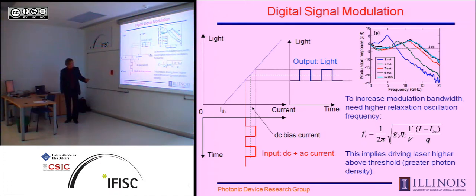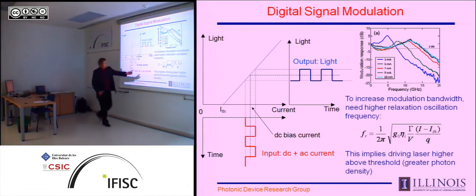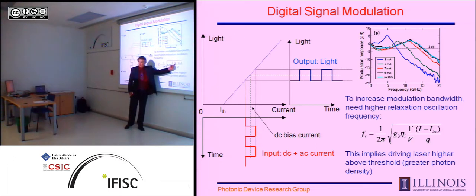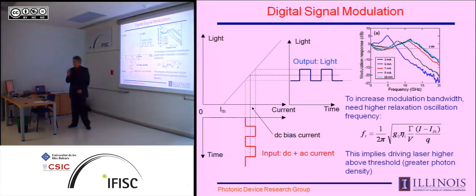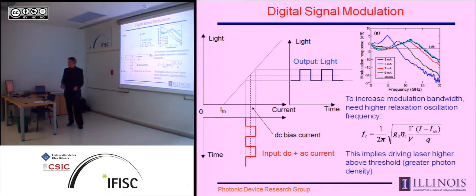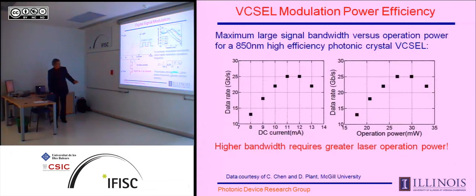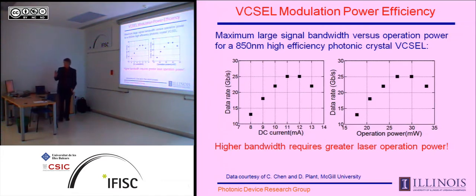If you look at this relaxation oscillation frequency, it scales essentially with the number of photons above threshold. So in order to make a laser modulate faster, we have to drive it higher and higher above threshold. What that means is, to make a laser go faster, we have to use more power. Driving a laser higher means greater photon density. So what this means specifically is, the faster the laser, the more power it consumes. And this is shown here very explicitly.